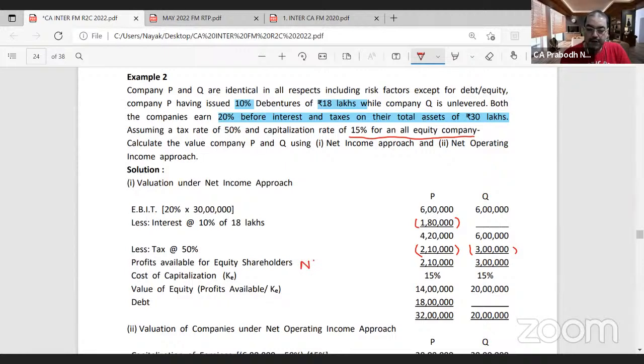Profit available for equity shareholders, that is net income available for equity shareholders, is 2,10,000 and 3 lakhs. Now, since we are following the net income approach, cost of equity is 15% for both the companies. It is given to us. So 2,10,000 divided by 15%, I'll get 14 lakhs. 3 lakhs divided by 15%, I get 20 lakhs. Add the amount of debt.